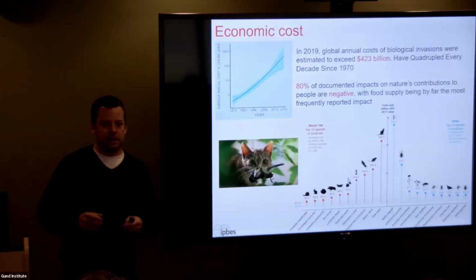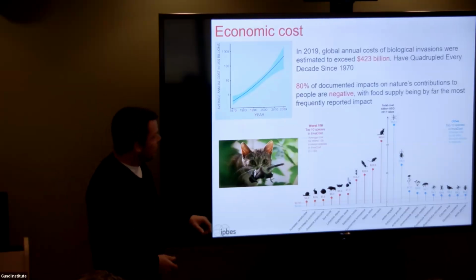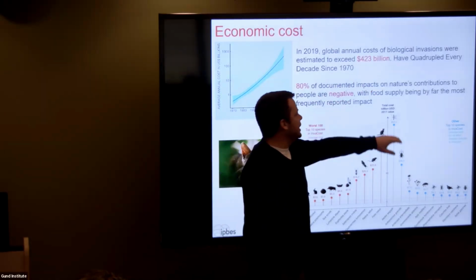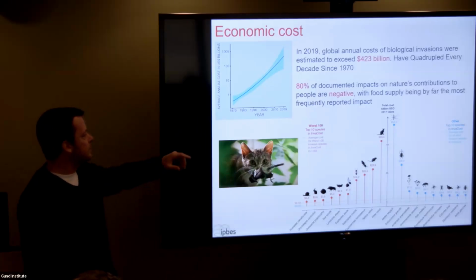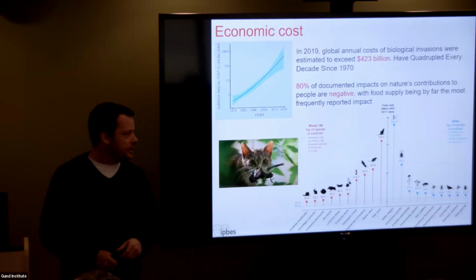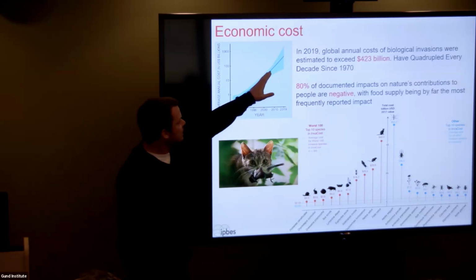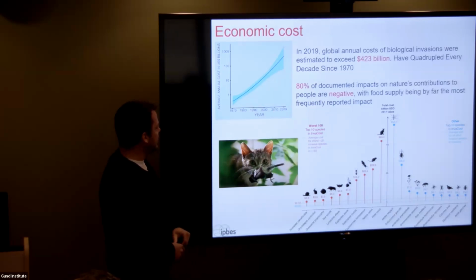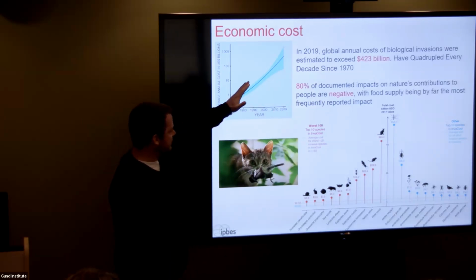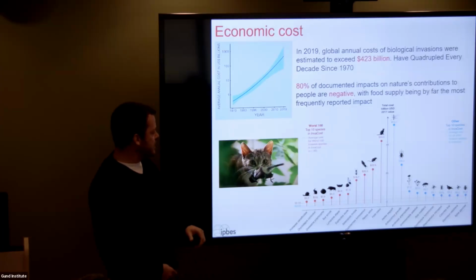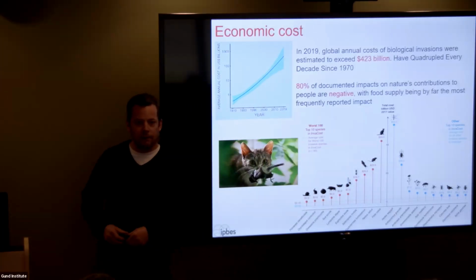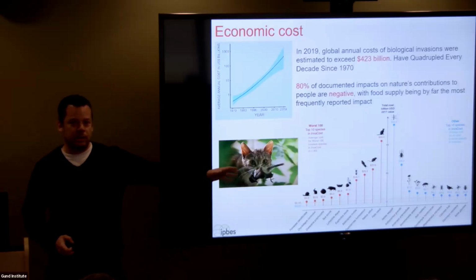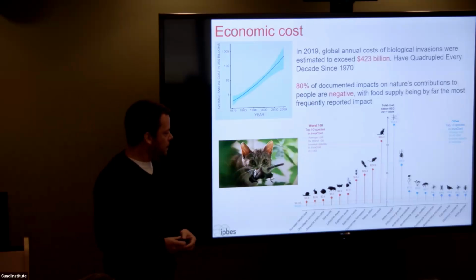These are the economic costs of invasive species: 423 billion last year, in 2019, having quadrupled since 1970. You can see the figure here, showing how the cost of biological invasions has been increasing. And here you have the different costs of some of the 100 worst or the 10 worst species.